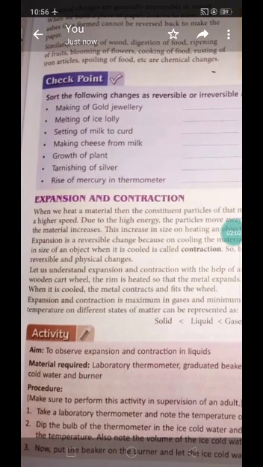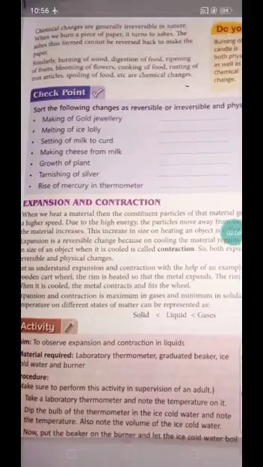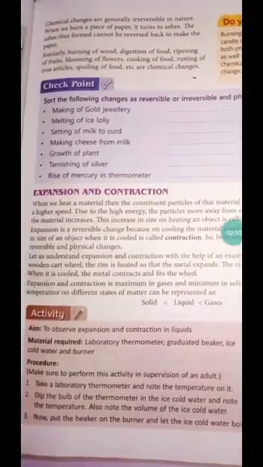I think you understand. Expansion and contraction is maximum in gas and minimum in solid. So, the order of the effect of temperature on different states of matter can be represented as: solid is smaller than liquid, and liquid is smaller than gas. So gas is maximum and solid is minimum.